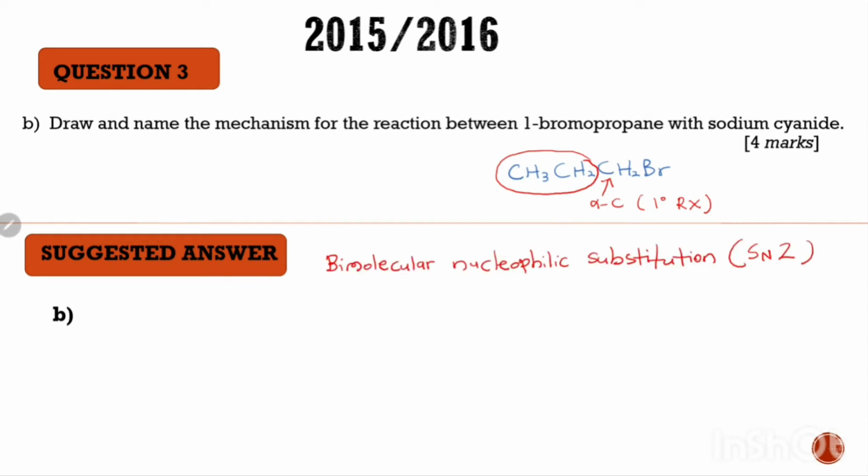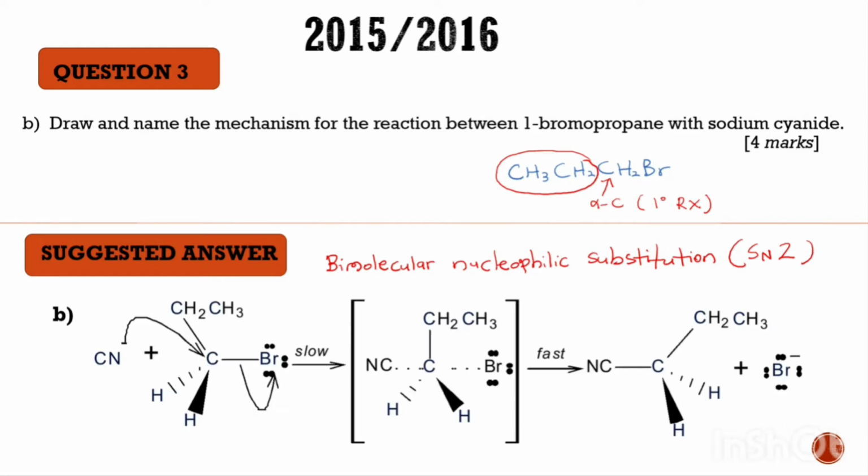So SN2 is bimolecular nucleophilic substitution. Okay, nama, and then draw the mechanism. So kita kena buatlah untuk SN2 mechanism, pastikan kita draw structure of 1 bromopropane in 3-dimensional structure. Okay, mesti lukis 3D. 3D maksudnya apa? Wedge and dash wedge structure.